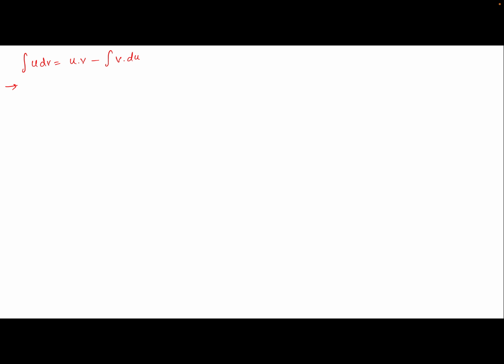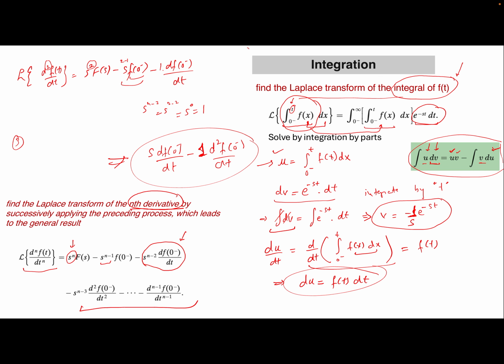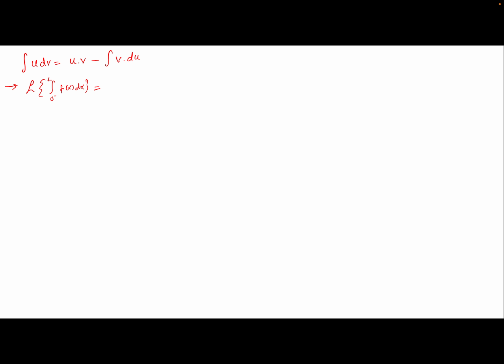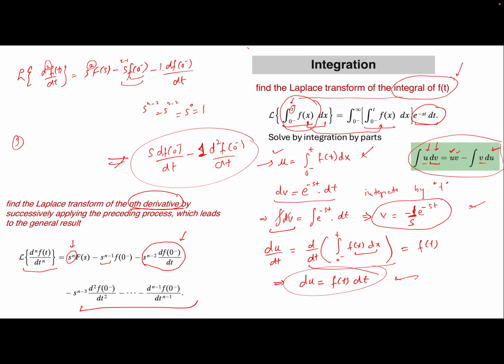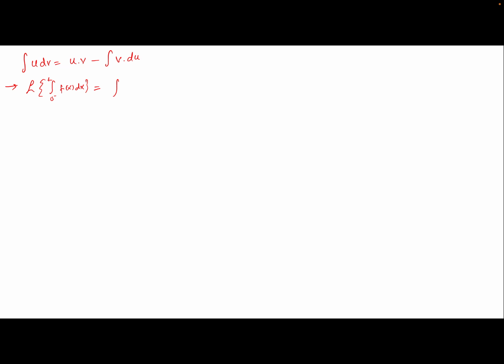And the left side is the Laplace transform, as we did that, of the function integral from 0⁻ to t of f of x dx, equals u times v. What is u? U is this, v is this, and du is this. So let's define it again. U and v. What is u? I forgot. Integral from 0⁻ to t of f of x dx.